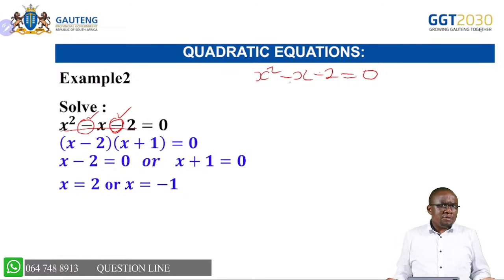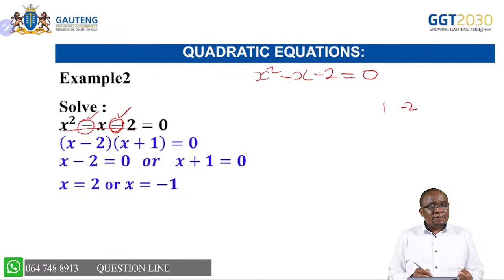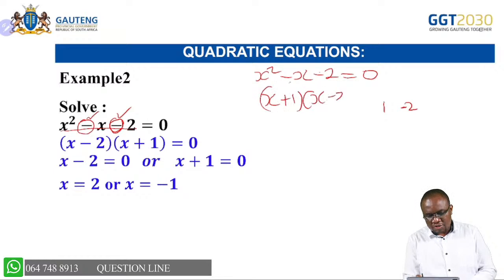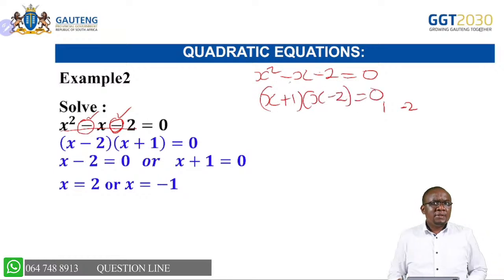What are the factors of 2? This one is easy. It's just 1 and 2. This 2 must be the negative one because the bigger one must be negative. What is negative 2 times 1? It is negative 2. What is negative 2 plus 1? It is negative 1. So when the coefficient of x squared is 1 like that, you can just write x plus 1, x minus 2 is equal to 0. You see that?